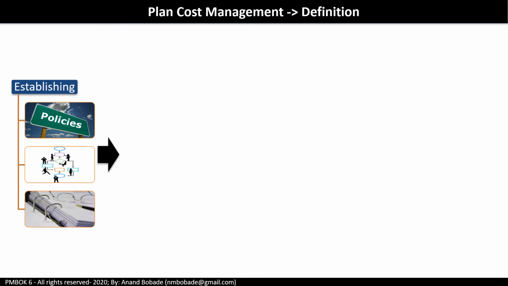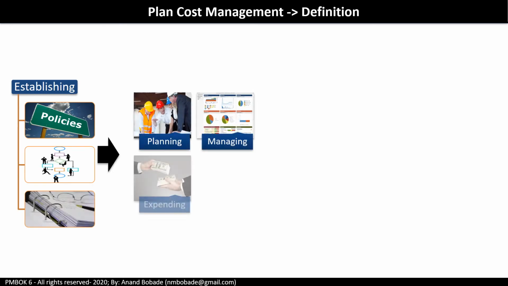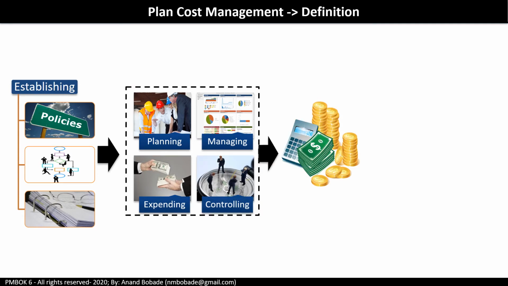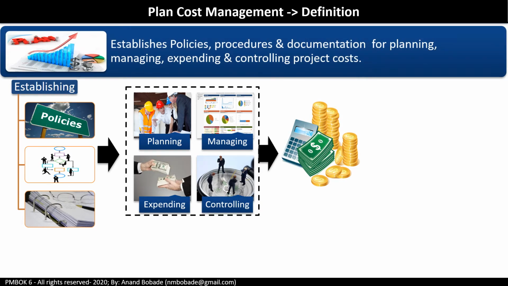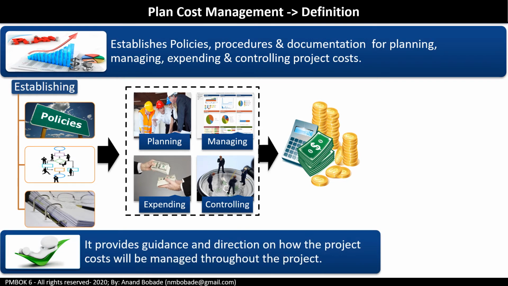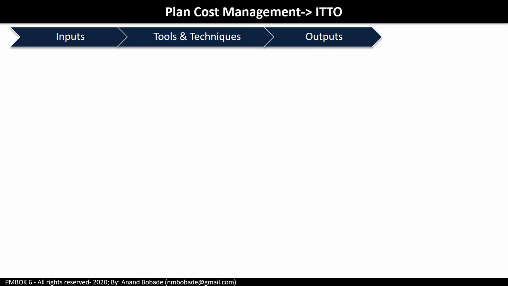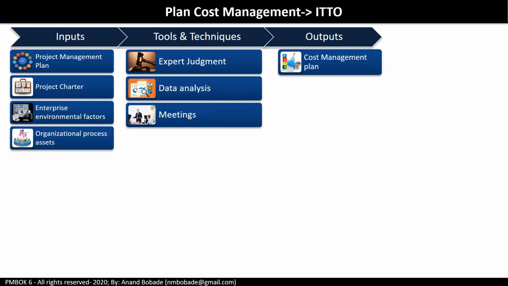Let's look at the definition. Plan cost management is a process of establishing policies, procedures, documentation for planning, managing, expending, and controlling overall project cost. The definition reflects everything that needs to be done as a part of cost management planning. And we just discussed the same thing in the previous slide. In a nutshell, it provides the guidance and direction on how the project cost will be managed throughout the project life cycle. We have similar input, tools and techniques and output just like most of the other planning processes.